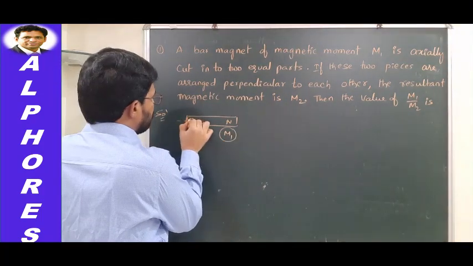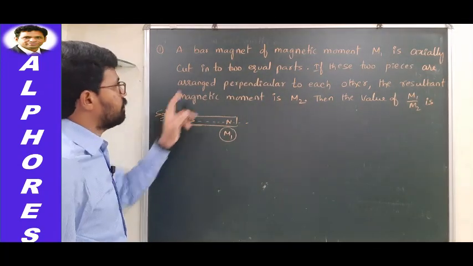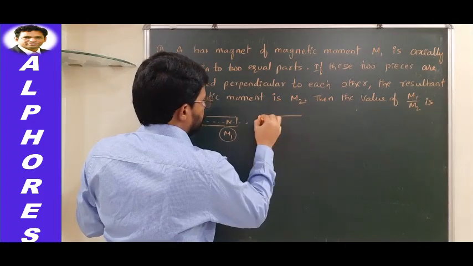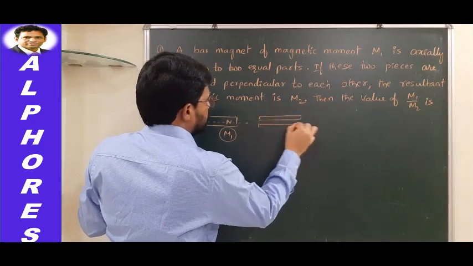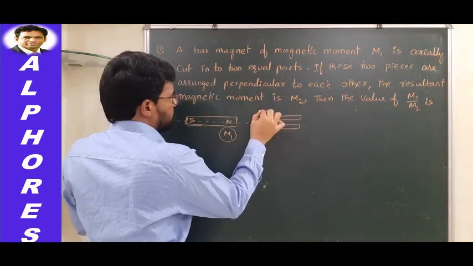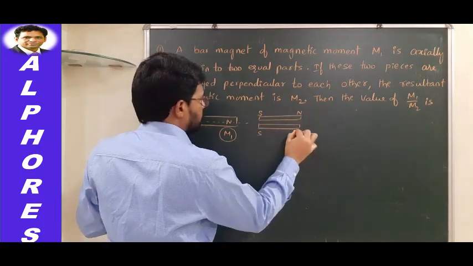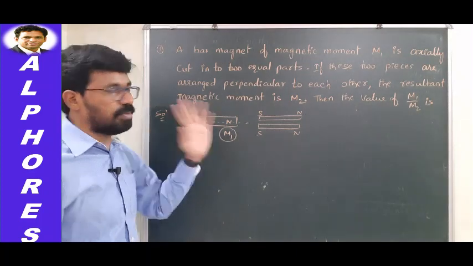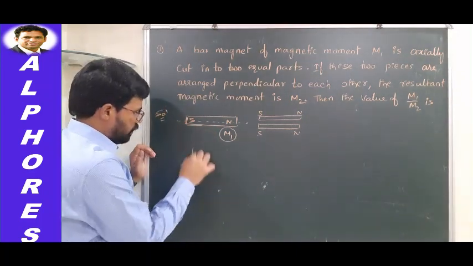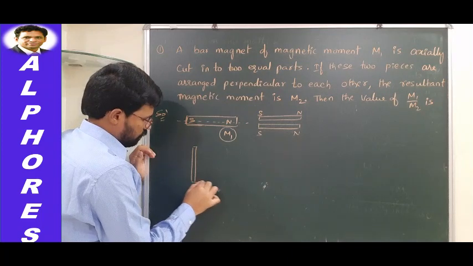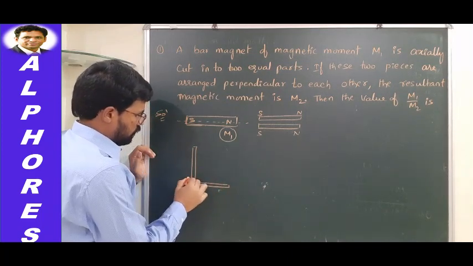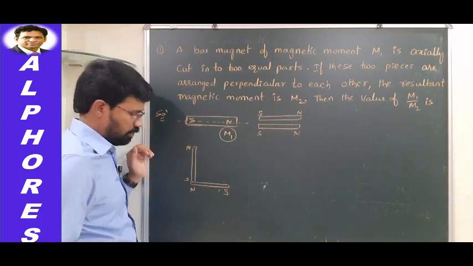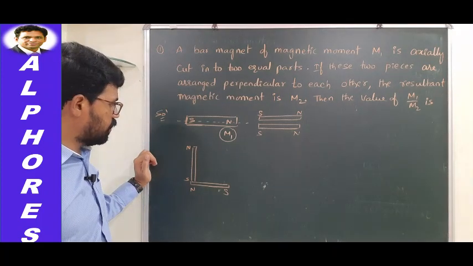Now what was done? Axially it was cut into two equal pieces. It is cut into two equal parts axially, it means along this direction. So we now have two pieces. One is this one, the other one is this one. This is south, this is north, this is south, north. Now these two pieces are arranged perpendicular to each other. The resultant magnetic moment is M2. So when these two pieces were arranged perpendicular to each other, something like this, let's say this is south, this is north, this is north, and this is south. So let us say these two pieces are arranged like this.